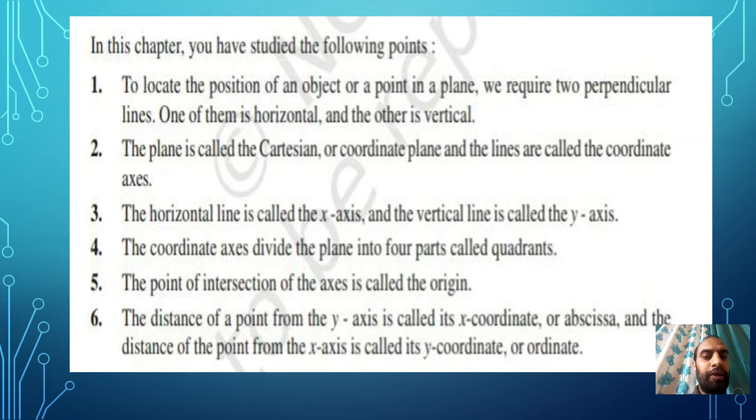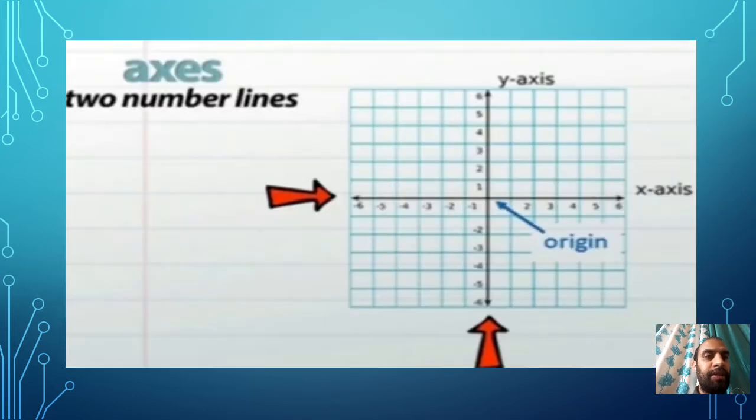Now next is very important: the distance of a point from the y-axis is called the x-coordinate or abscissa. And the distance of a point from the x-axis is called its y-coordinate or ordinate. So let's see these points with the help of pictures of what we have studied.